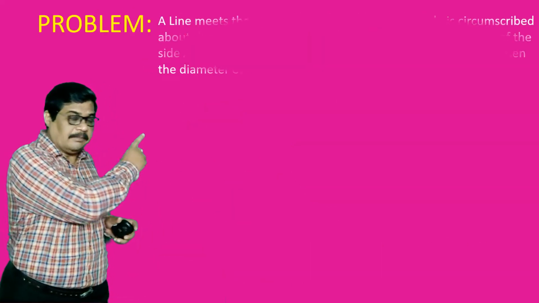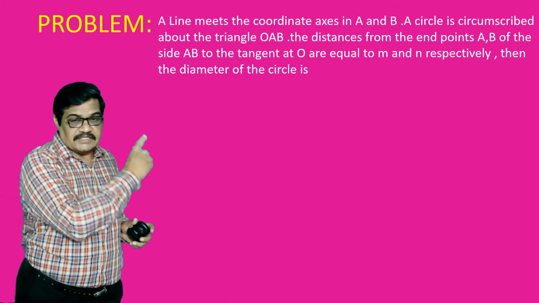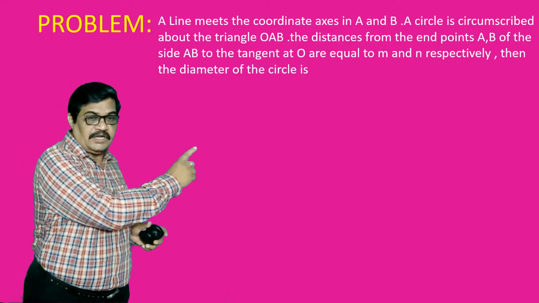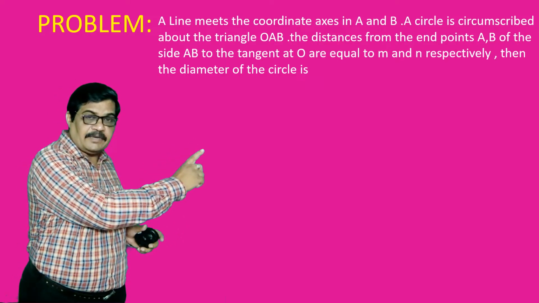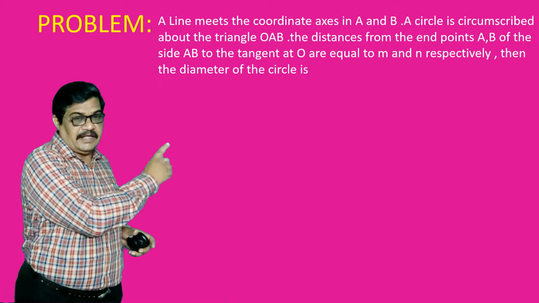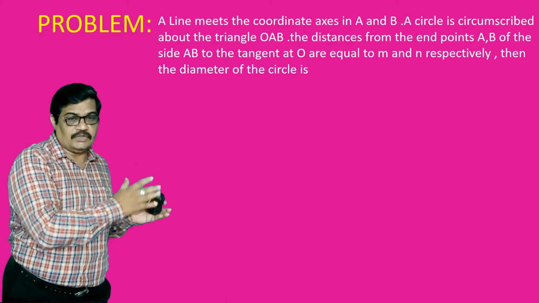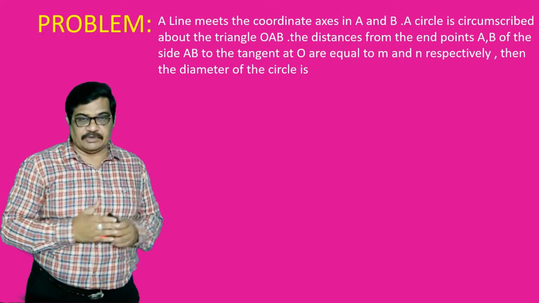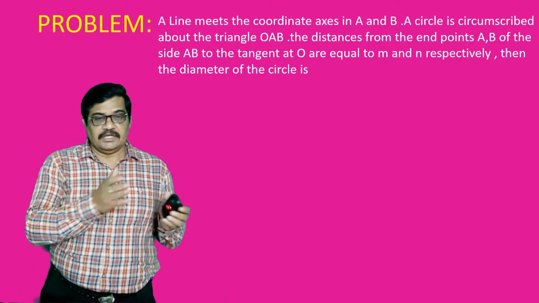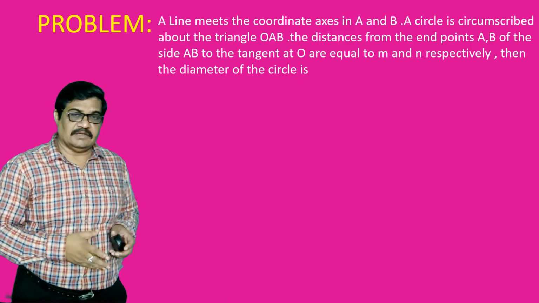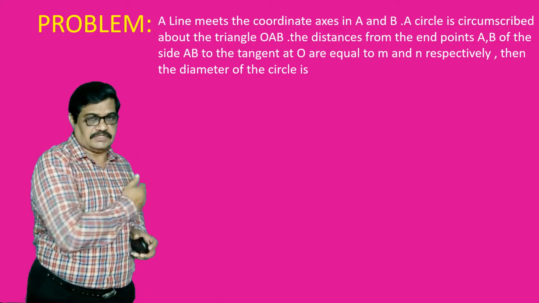A line meets the coordinate axis in capital A and capital B. A circle is circumscribed about the triangle OAB. The distances from the endpoints of capital A, capital B of the side AB to the tangent at capital O, that is the origin, are equal to small m and small n respectively. Then the diameter of the circle is, here he wants the diameter of the circle. So what is the triangle here? OAB is the triangle. So see the solution.